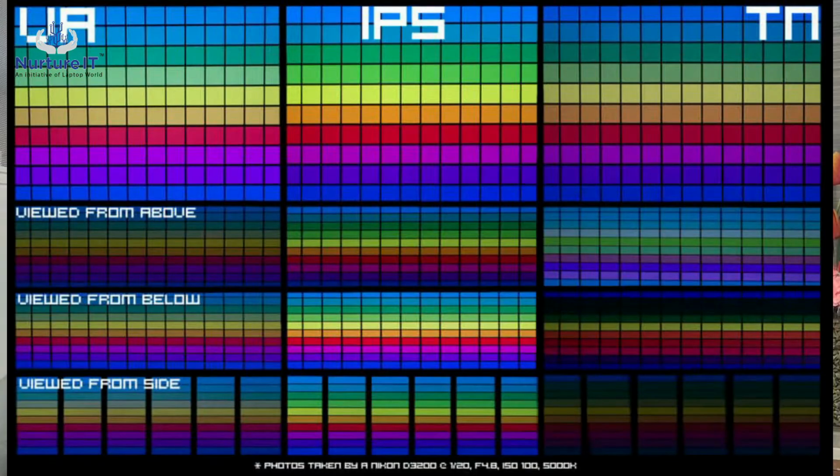So there is also a go-between the TN and the IPS, which is called the VA, or the vertical alignment type of screens. As I said, since they are a trade-off, they have refresh rates which are similar to the TN but have enhanced in terms of the limitations that TN had. So they come with a better viewing angle and a much better color reproduction as well.